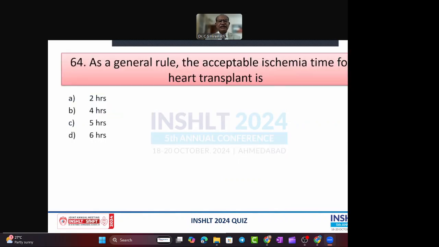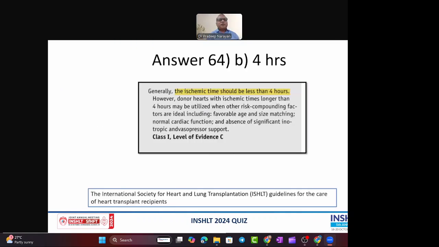As a general rule, the acceptable ischemic time for a heart transplant is? I think all of us would have got it right. I think it's 4 hours. So, yes. Next slide, please.